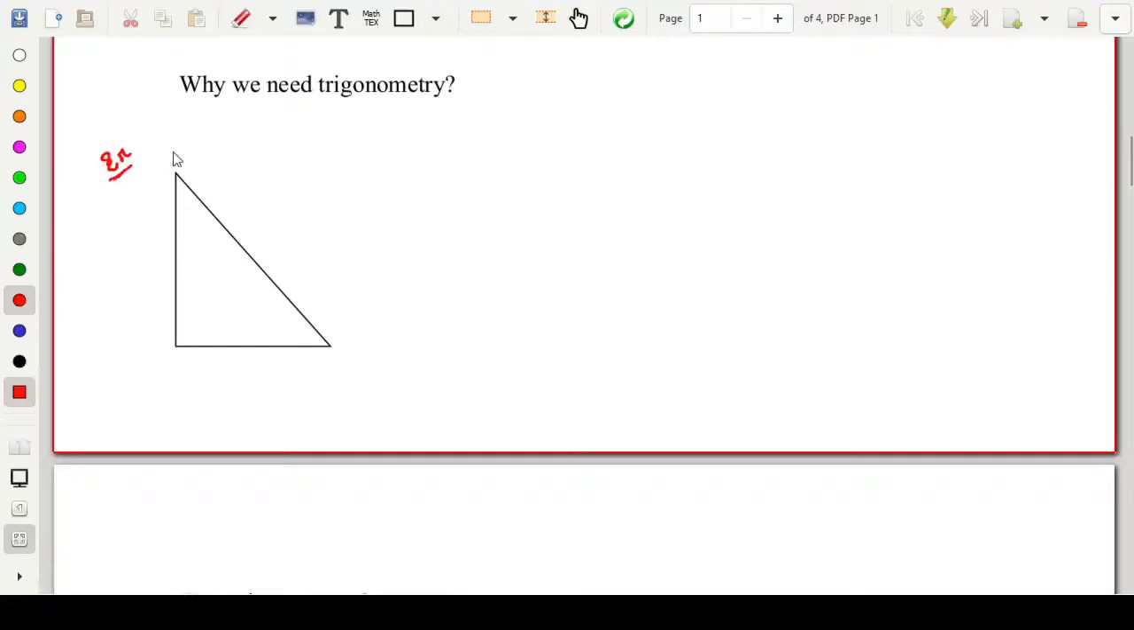Example, triangle A, B and C. The angle B measures 90 degree. The side AC measures 13 centimeter. By knowing these two values of this triangle, the angle B and the side AC, can we find the other two sides and the other two angles of this triangle by using geometry? No, we can't. So let me take another example.